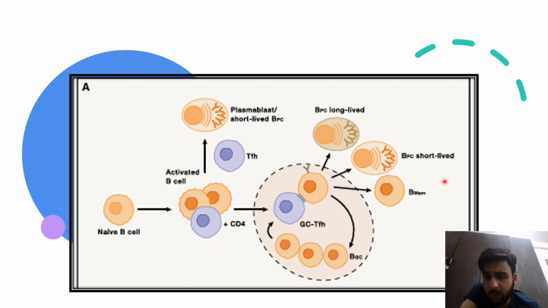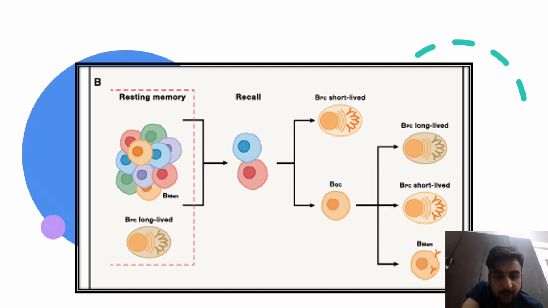And there are also B memory cells that reach the bone marrow, where they maintain the base level of the immune protection. As you can see here, for example, the resting memory cells. These are the B memory cells, long-lived B memory cells, and after the second exposure, they will instantly undergo activation, and they will basically produce the antibodies, and the titer of the antibodies will be very high.